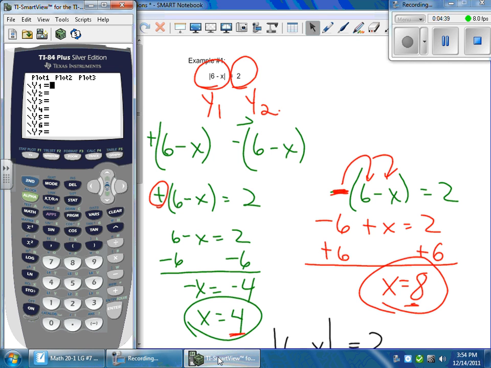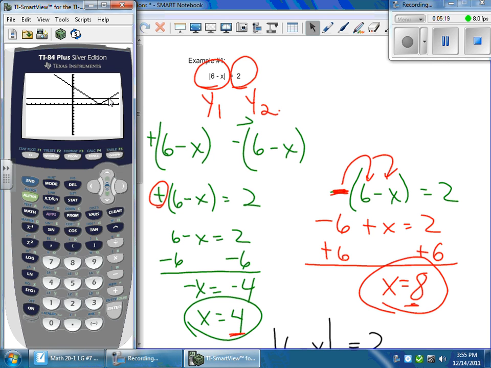So let's bring up the calculator. Remember, absolute value is found by hitting math, moving over to number, and there's absolute value. 6 minus x, perfect, close the bracket. Then under y2, hit 2. So both of those equations are there. Watch this. Graph it. There's your beautiful looking absolute value function coming down here and going out this way. There's your y equals 2, and lo and behold, there's one intersect here and there's the other intersect here.